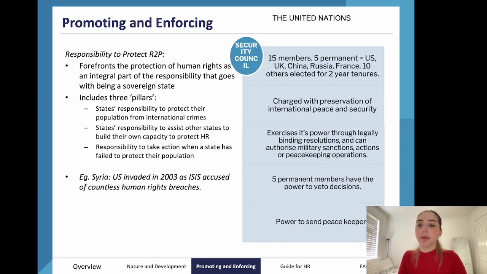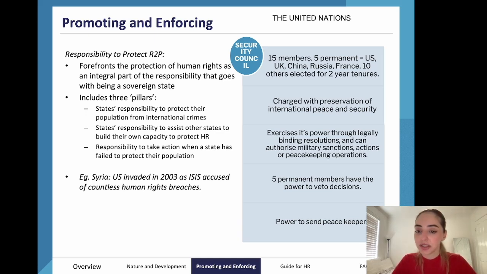All right, so the responsibility to protect. For those of you who are doing World Order, you will look at this in greater detail in that elective, but this is kind of an introduction to it, and for everyone else, we still need to know this principle. So, the responsibility to protect forefronts the protection of human rights as an integral part of responsibility that goes with being a sovereign state. It has 3 pillars.